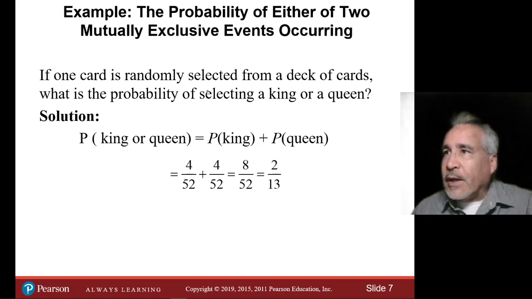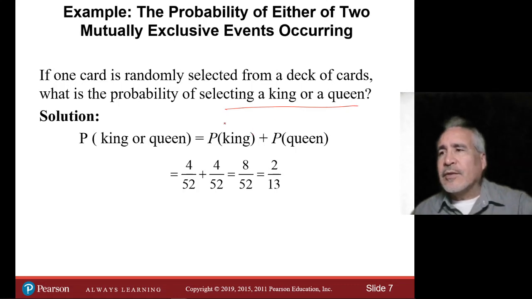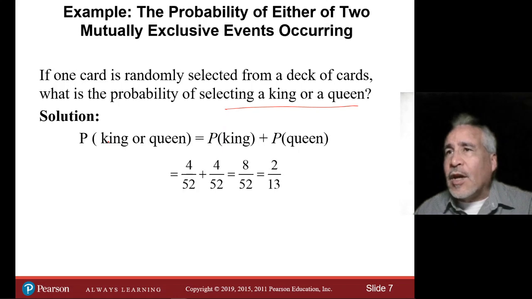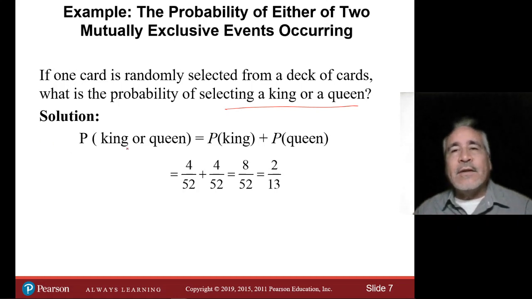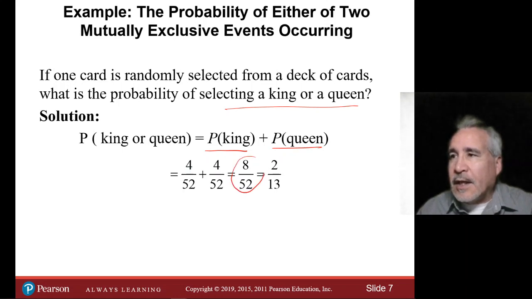So one card is randomly selected from a deck of cards. What is the probability of selecting a king or a queen? Mutually exclusive, because we're only selecting one card, right? I was going to say as long as the card's replaced, but we're just selecting, and we want either a king or a queen. So just like you think, we would add both probabilities together. There's 4 kings, 4 queens, so the total would be 8 out of 52, which reduces down to 2/13.